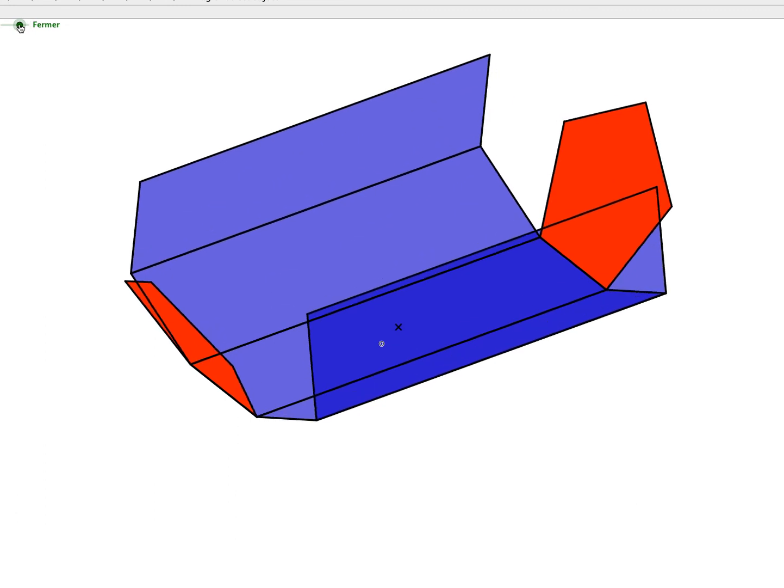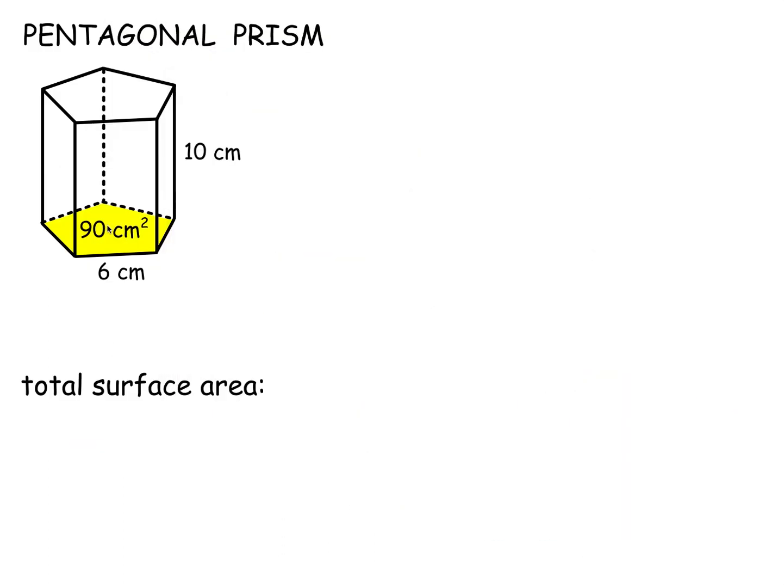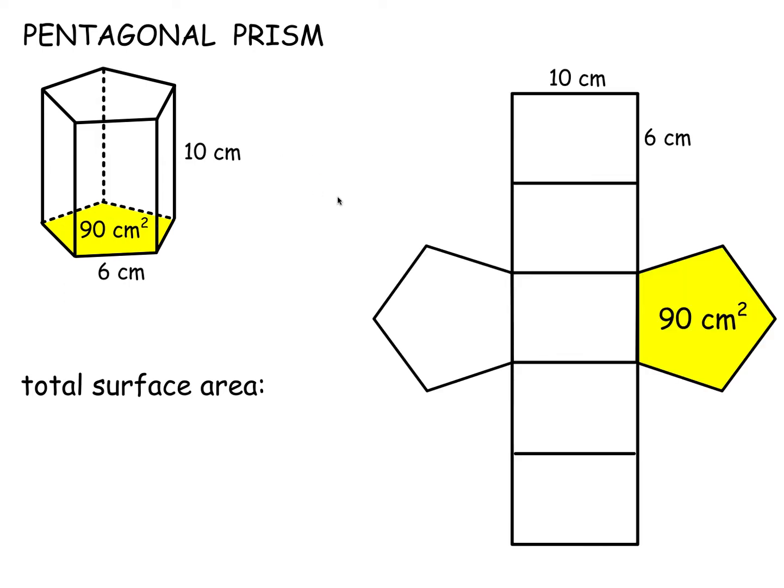So each face on the side here was a rectangle, but the end faces were pentagons. So you've got areas of rectangles and areas of pentagons, which are going to be given in the question, as you see. So the area of the end face here is 90. Same with the top, of course, because that pentagon shape continues all the way up the prism. So if you look at the net, it's got 5 rectangles and the 2 pentagons, which are area 90.